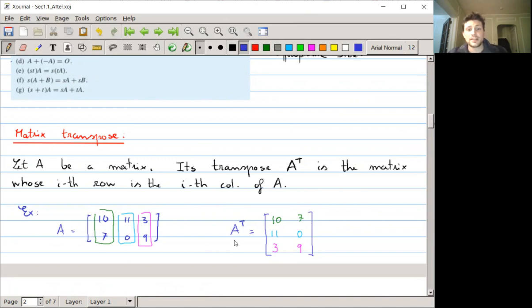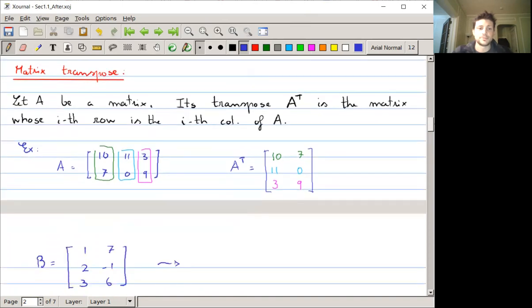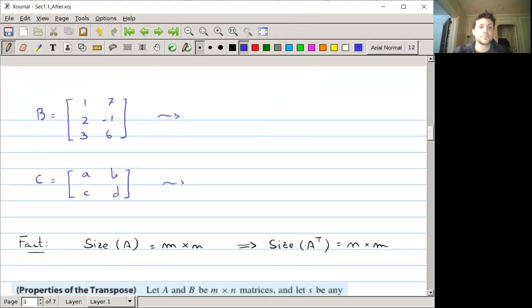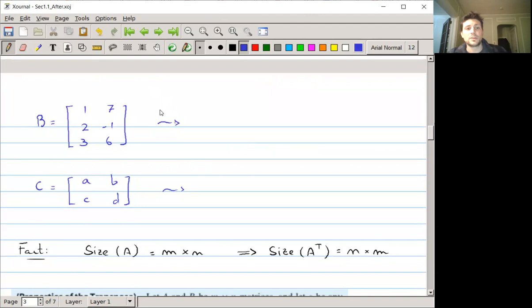You can think of it like this, or alternatively, you can think of turning rows of A into columns of A transpose. You can see that the first row, 10, 11, 3, has become the first column, 10, 11, 3. It's equivalent. Let's play with it a little bit more.